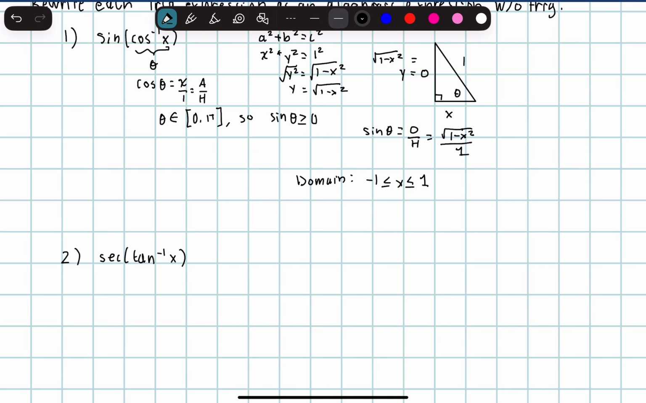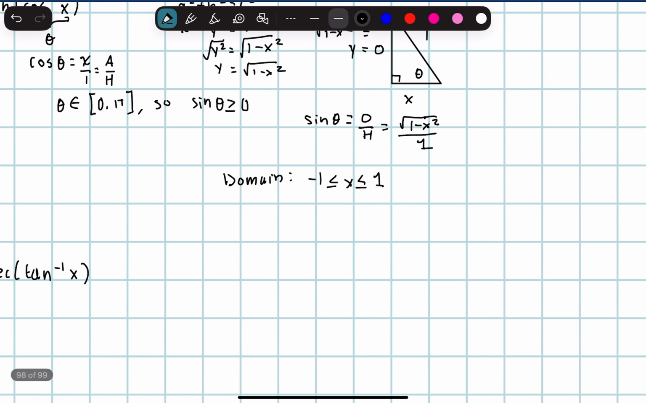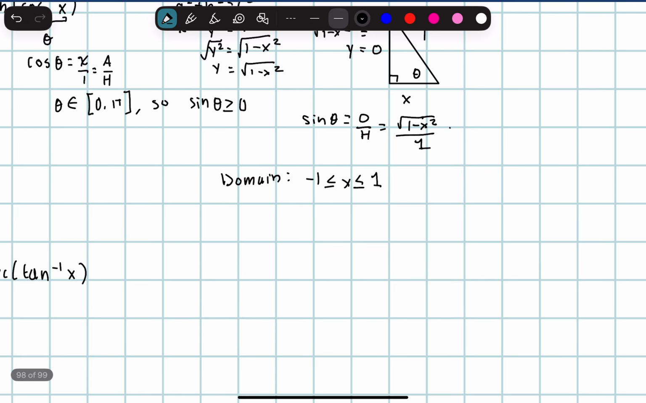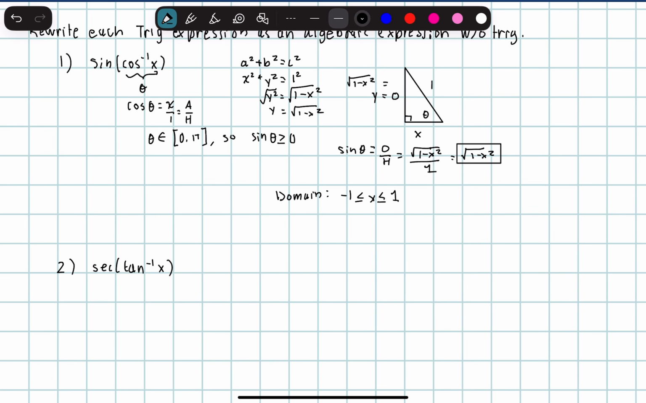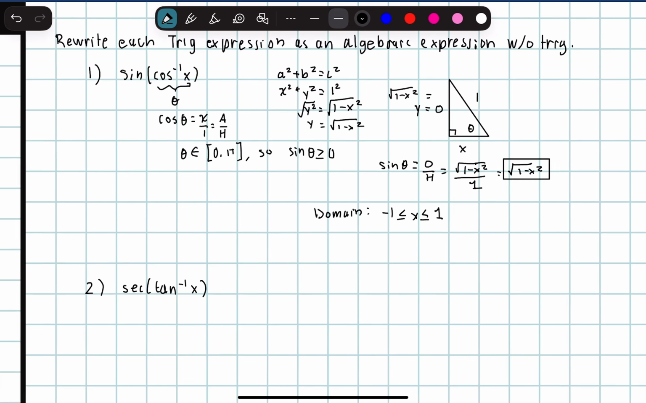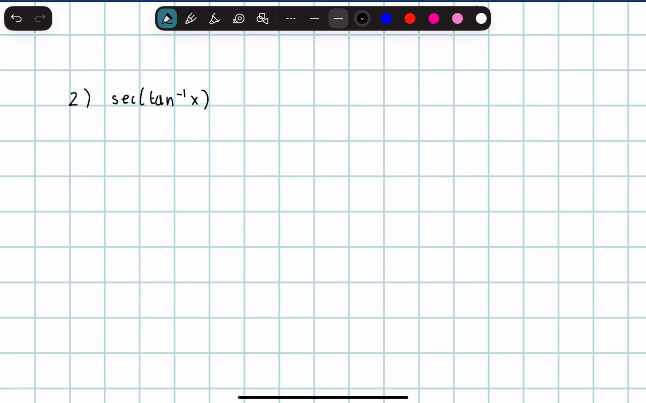So yeah, this is just going to simplify down to square root of 1 minus x squared. So that's just your answer, because we were just solving for sine of that angle. That is sine of that angle. So now we can move on to the next.